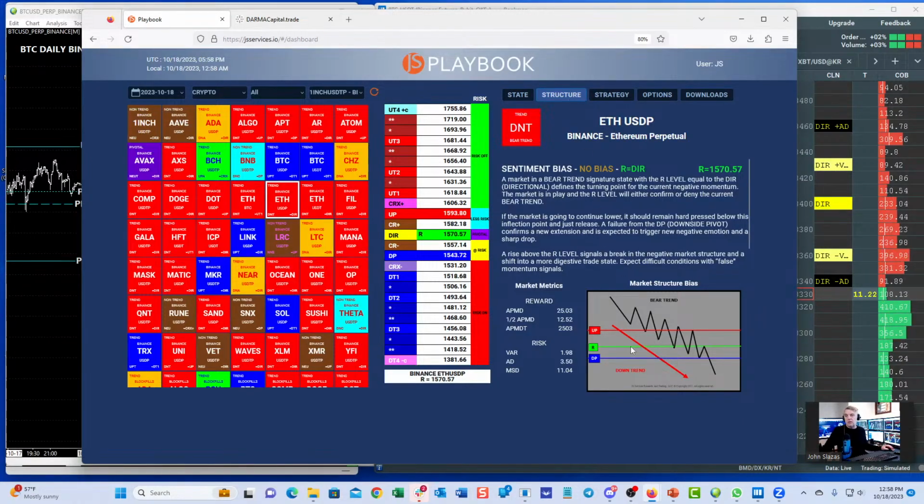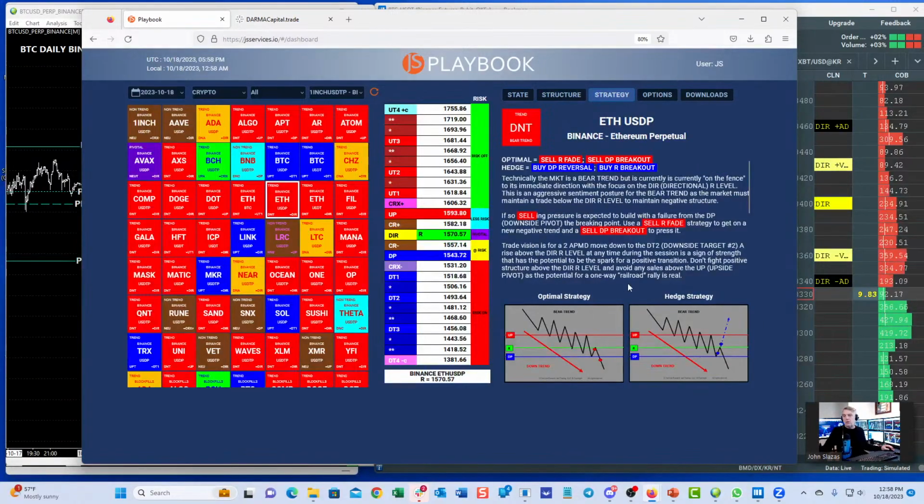We've got a trending market that's got the R level at the sentiment bias. That's interesting. Ether's trading in $25 segments. Our half AP is $12. Our alert distance risk is $3.50. So if we're aligning for a half APMD, we're risking one alert distance. We can risk 2 alert distances for a full APMD move. What are the strategy themes? What's in play for Ether?